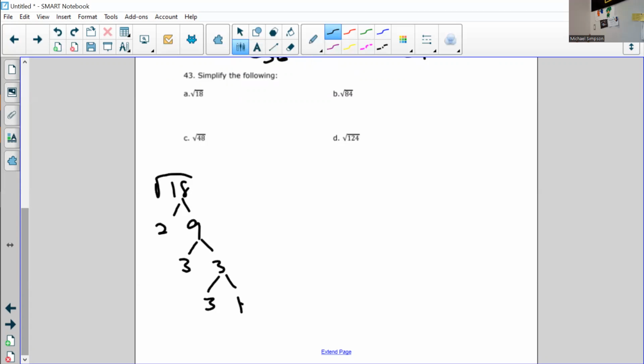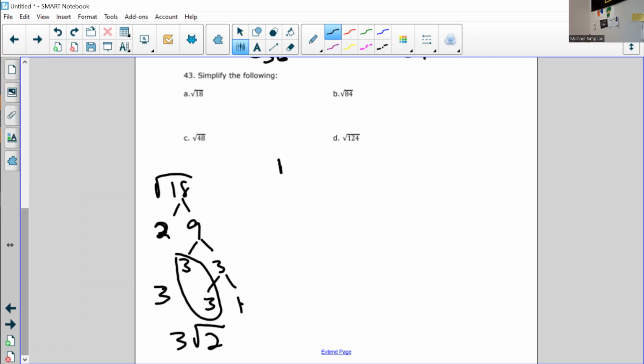All right. And so we have one pair of 3. That's going to give me a 3 right there. This doesn't have a pair, so it stays under the radical. So I'm going to have now 3, and this 3 goes outside the radical. And because this is just 2 by itself, it does not pair, it goes under the radical, and that's it.